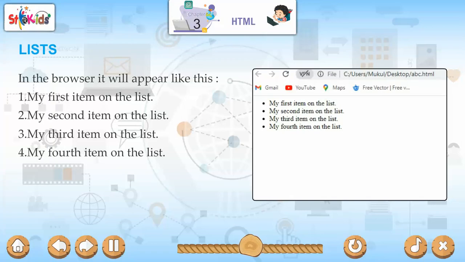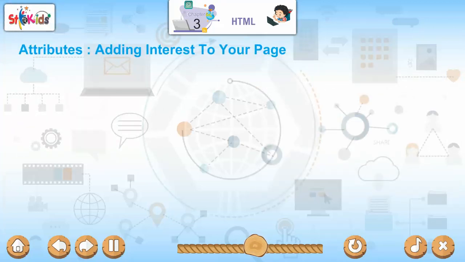In the browser, it will appear like this. First, my first item on the list. Second, my second item on the list. Third, my third item on the list. Fourth, my fourth item on the list.